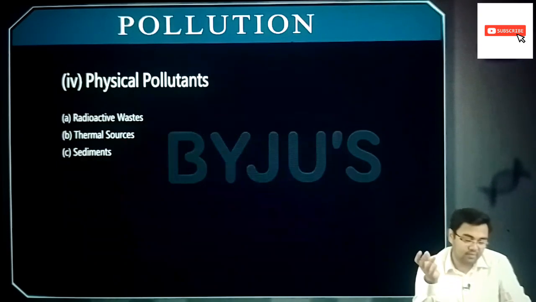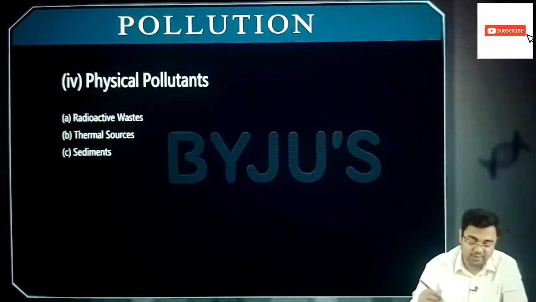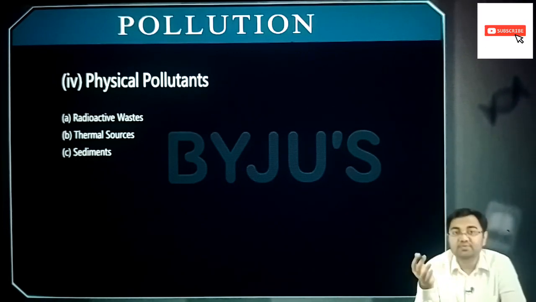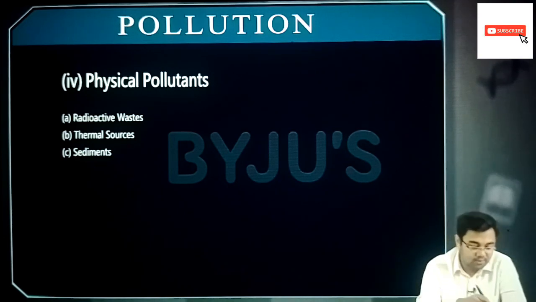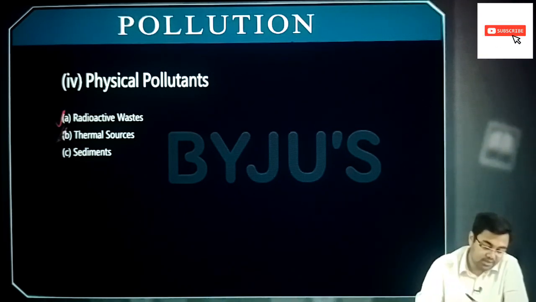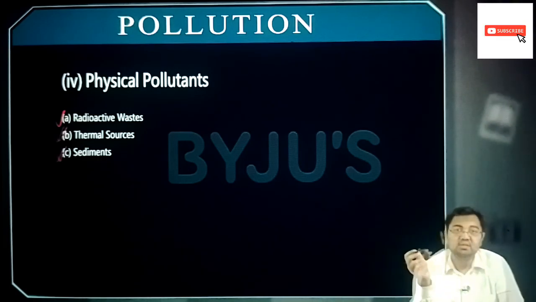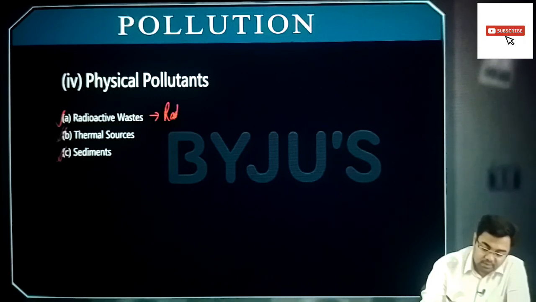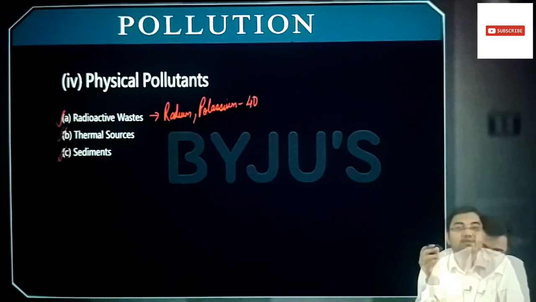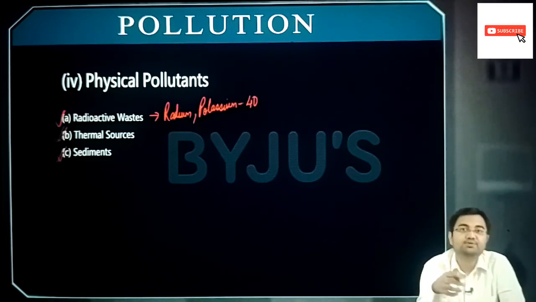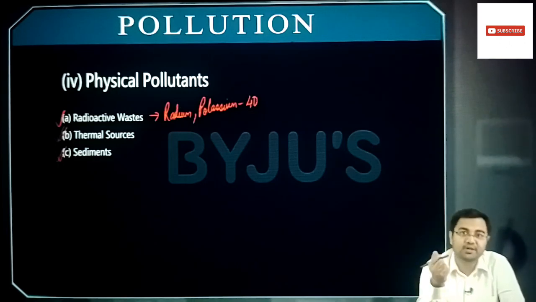Then the next one that we have are the physical pollutants. So what are physical pollutants? They also may be of different kinds. One, all the radioactive wastes, the thermal sources, and the sediments. Now, water has some amount of radium and potassium-40. These basically are radioisotopes that originate from natural sources such as leaching of minerals, etc.